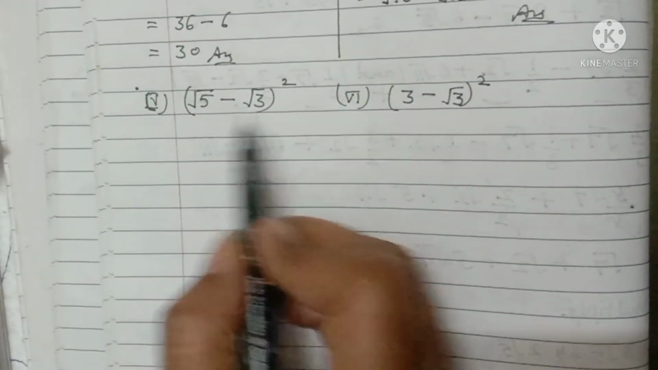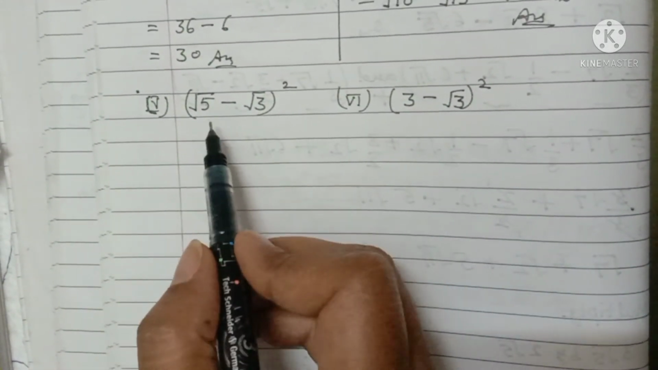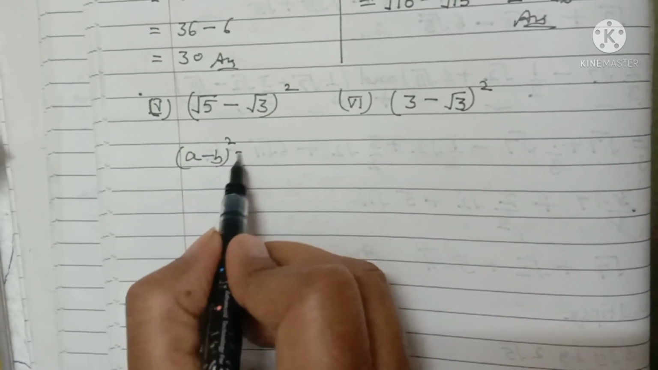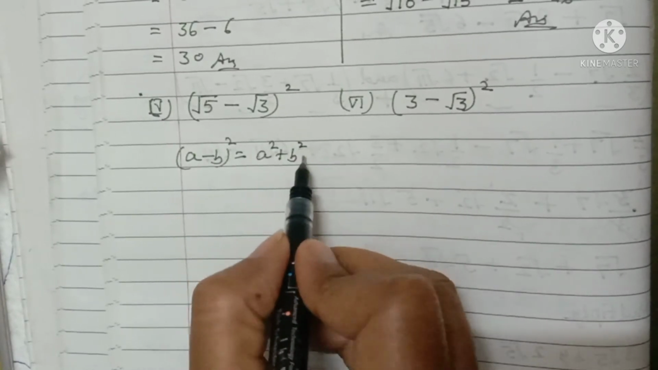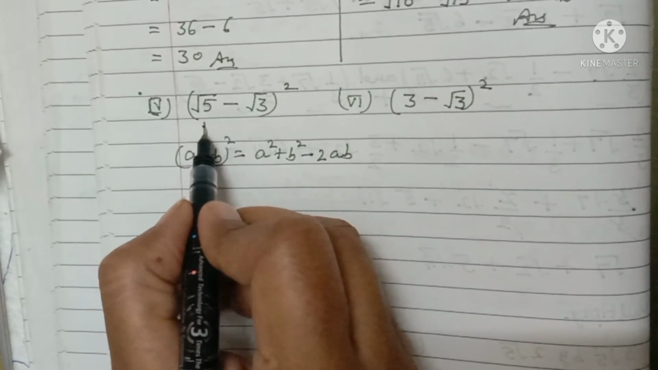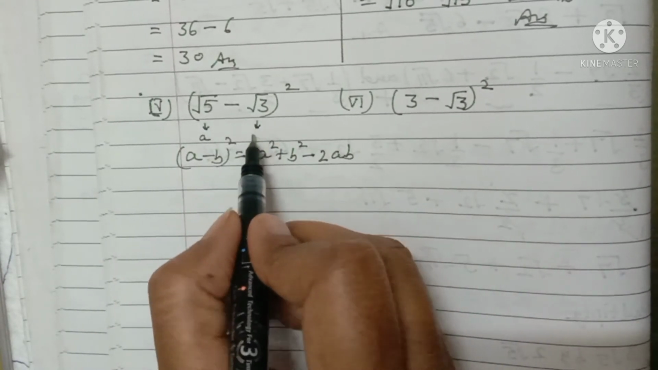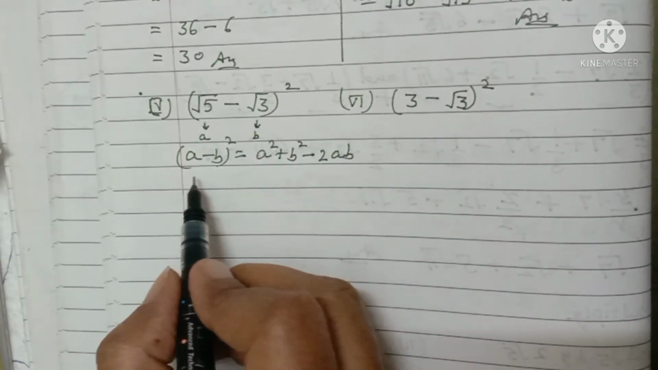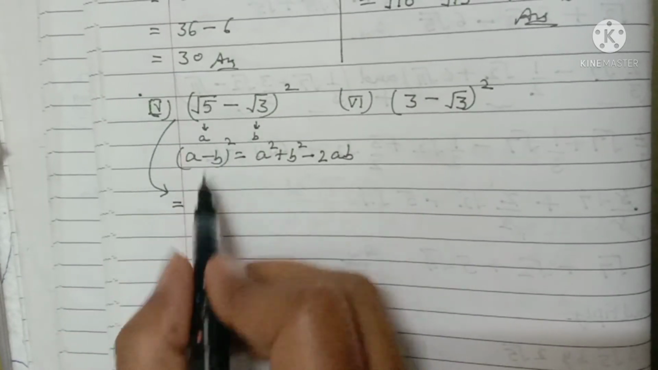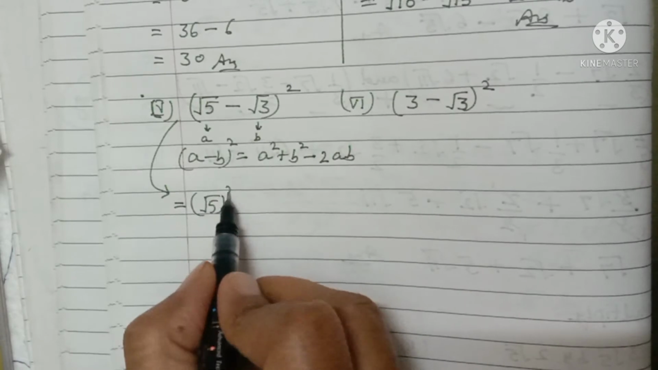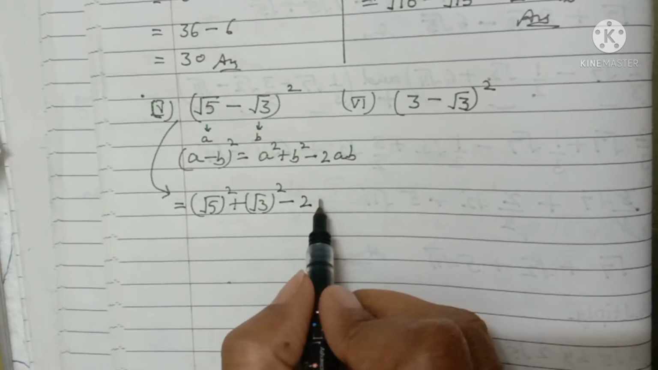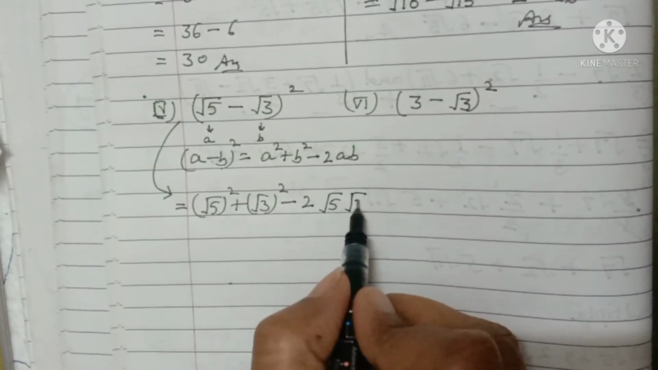In parts 5 and 6 we will use the identity of (a minus b) whole square. So here I am writing (a minus b) whole square is equal to a square plus b square minus 2ab. Here under root 5 is a, and under root 3 is b. So a square becomes under root 5 square, plus b square means under root 3 square, minus 2 times a, which is under root 5, times b, which is under root 3.